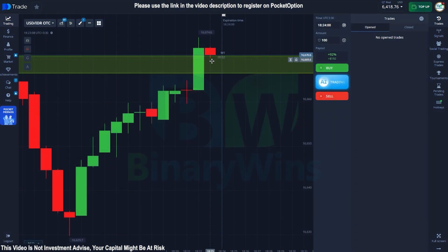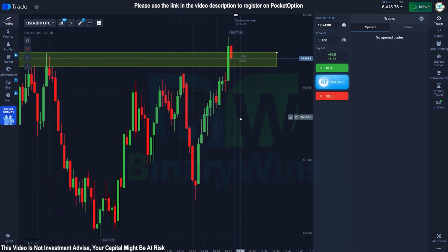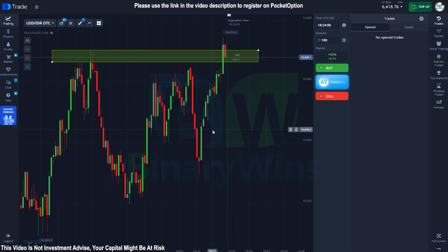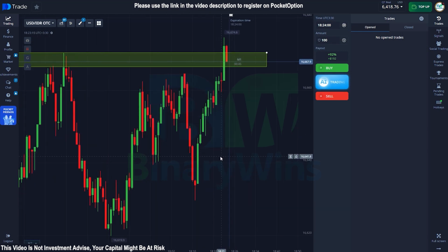I'm waiting for the next candle to form. Since we had an uptrend that made a lower low for us again. Okay? It's possible that the breakout of the level is a fake breakout, but we'll wait to make sure.